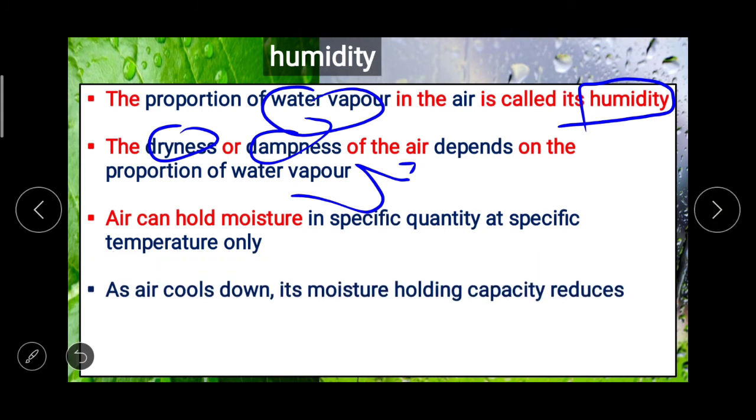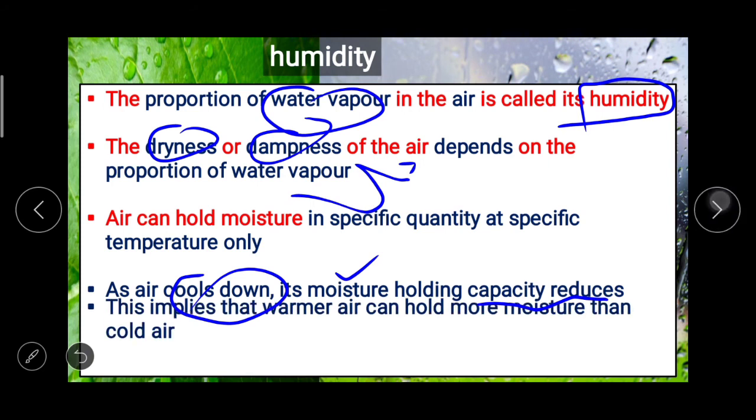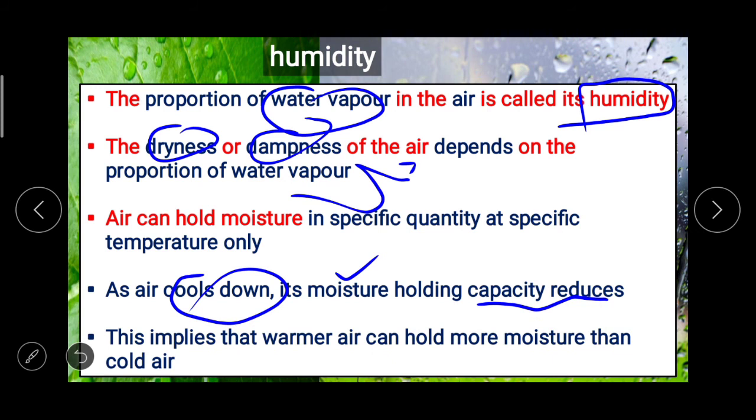As air cools down, its moisture holding capacity reduces. So if it cools down, its moisture holding capacity reduces. It means temperature is the factor which is very important in humidity. This implies that warmer air can hold more moisture than cold air.